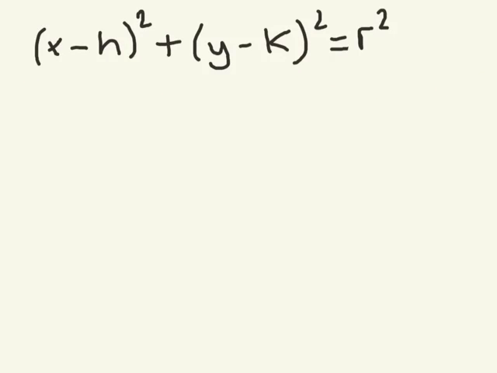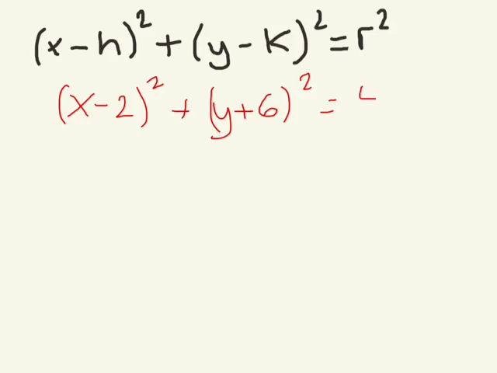So today we're looking at circle equations. This here is a circle equation, (x - h)^2 + (y - k)^2 = r^2. So if we end up with the equation (x - 2)^2 + (y + 6)^2 = 4, we can pull out information.